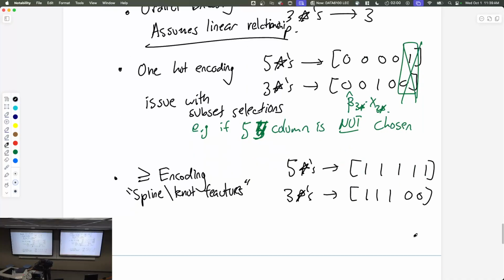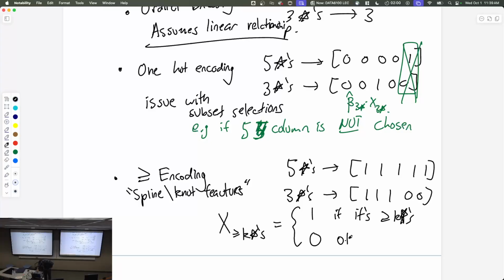And so the features are x greater than or equal to k stars equals 1 if it's greater than or equal to k stars, and 0 otherwise. Okay? And so what happens is you'll always have this first one filled up, and then the other ones will go less. I guess you could even get rid of that first one if it's always 1, but just for the sake of clarity, let's leave it like that.